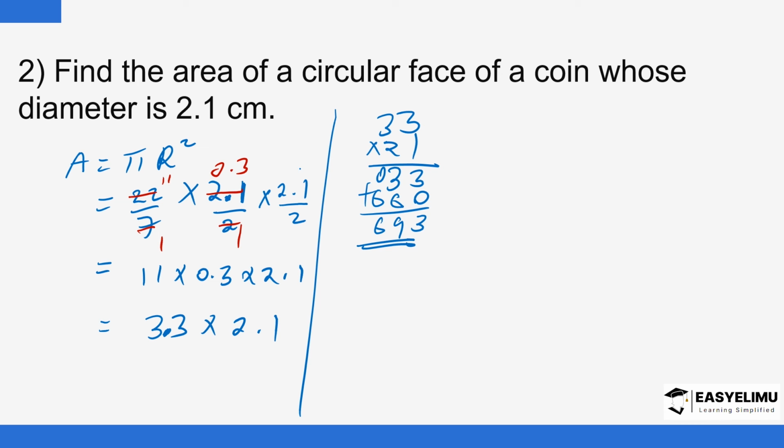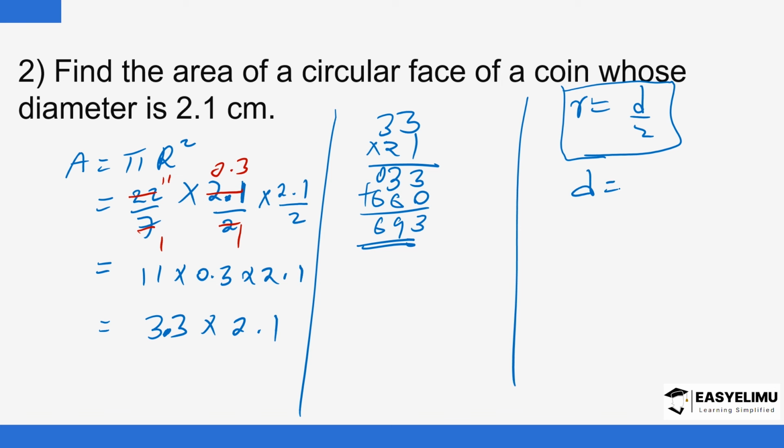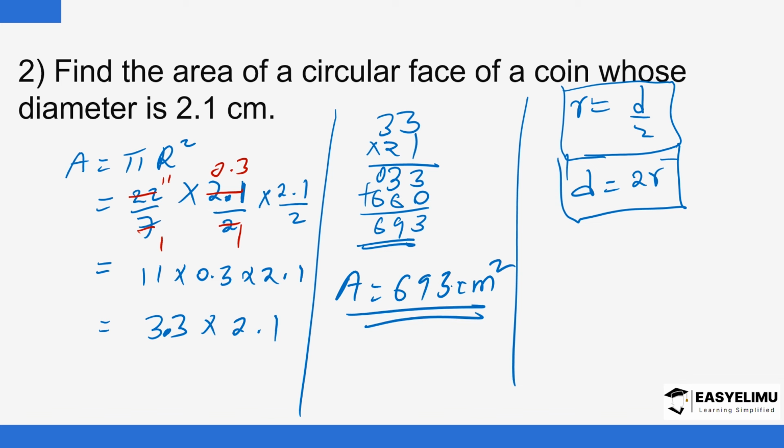So take note, from the diameter we are able to find the radius. So radius is equals to diameter divided by 2. This also implies that for you to find the diameter, it's twice the radius. So either way, depending on what you're looking for. So our area here is 693 square centimeters. Please always remember to write the units.